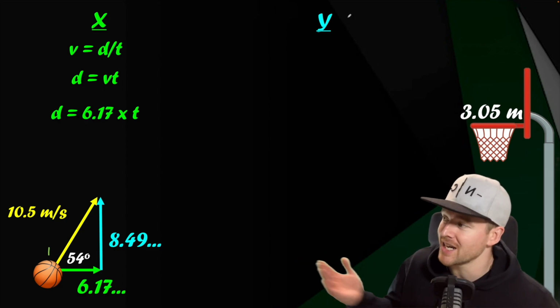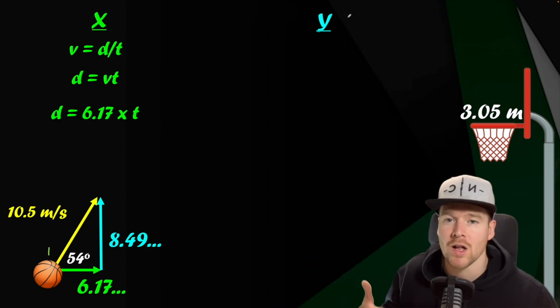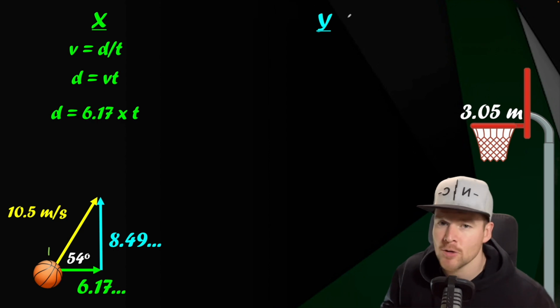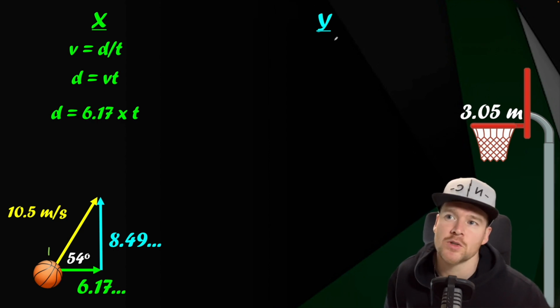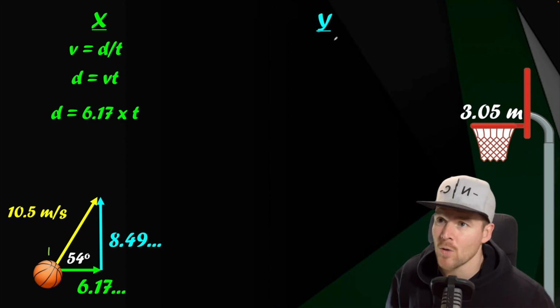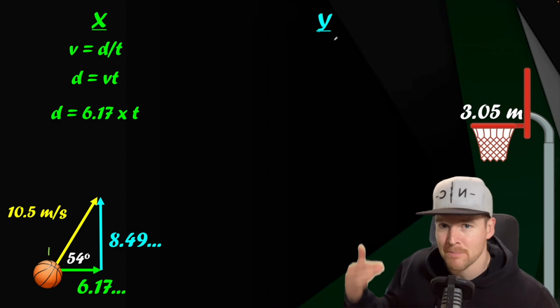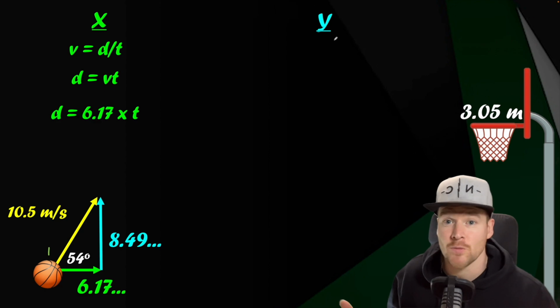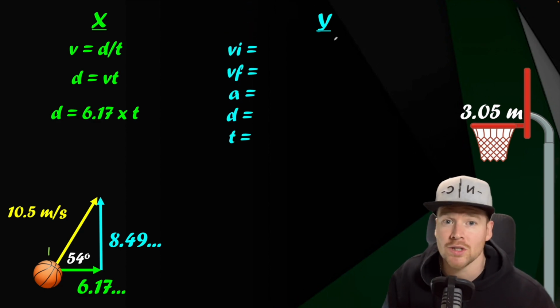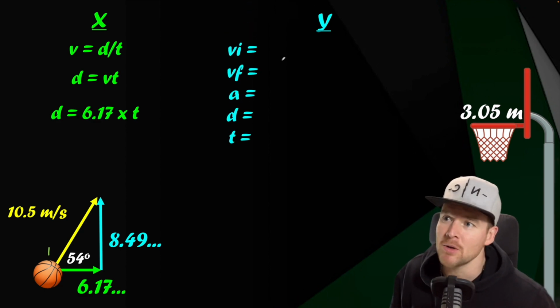The time that it's moving in x is the same that it's moving in y while it's launched into the air. Let's look over to y and consider what formulas we have over there. Well, this y motion is accelerated because gravity is accelerating it in the up and down, or the y direction. So we have a bunch of formulas to pick from. We'll list all our variables for accelerated motion: VI, VF, A, D, and T.